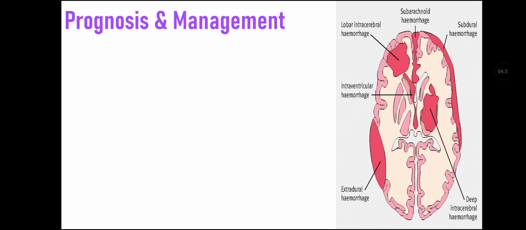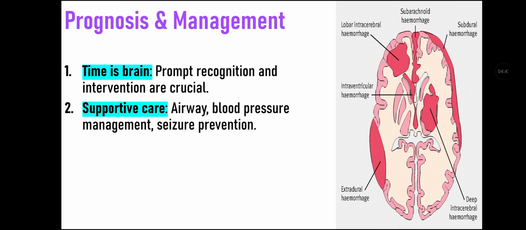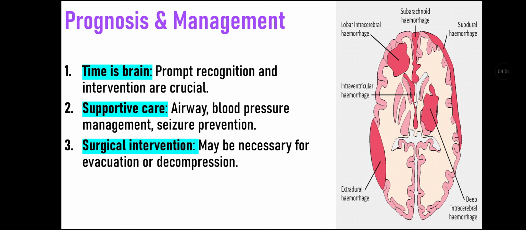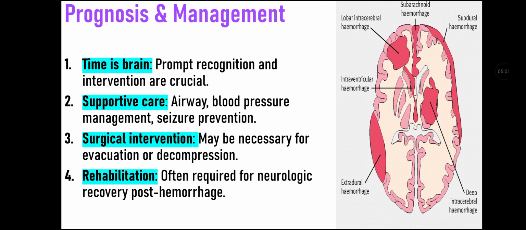Now let's talk about prognosis and management. Time is brain. Prompt recognition and intervention are crucial for the management of these injuries. Supportive care is a necessity: airway, blood pressure management, and seizure prevention are included. Surgical intervention may be necessary for evacuation or decompression. Rehabilitation is often required for neurological recovery post hemorrhage.